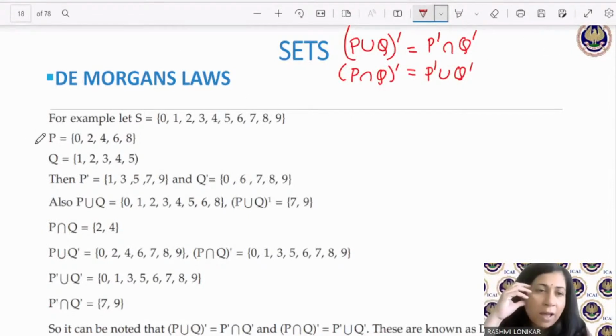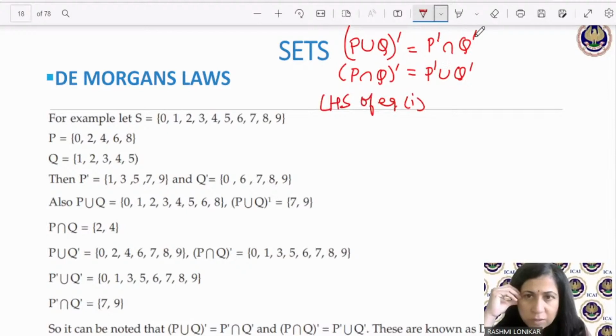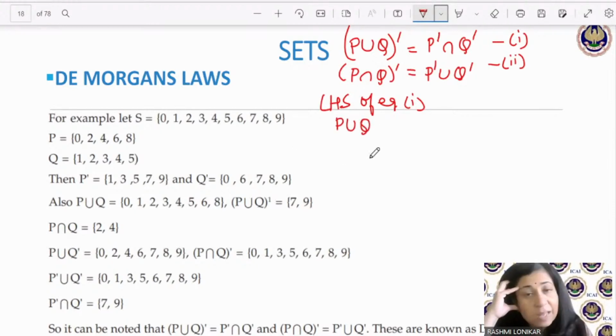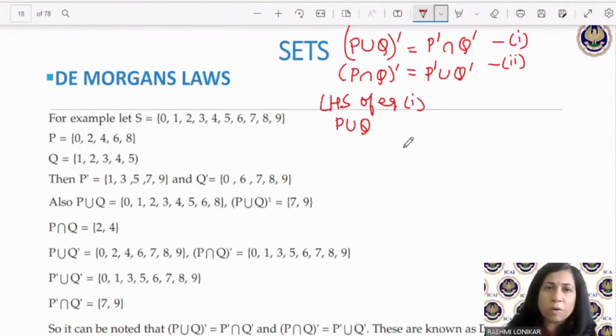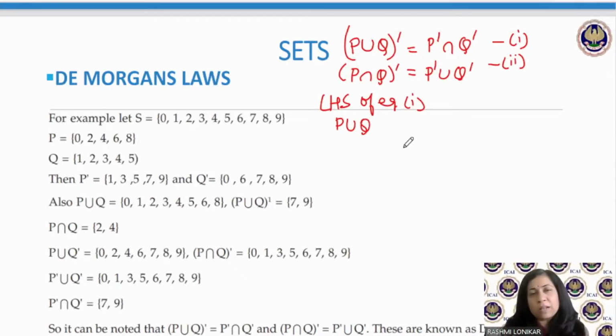Okay. Now I have P and I have Q. Let us first talk about the LHS of equation 1. This is equation 1 and this is equation 2. Now what is LHS? P union Q complement. First I will find out P union Q and then I will find out the complement. What is complement? Complement is all the elements of the universal set which are not present in the given set.